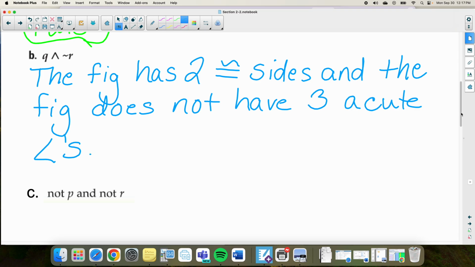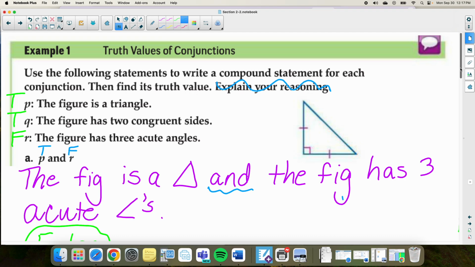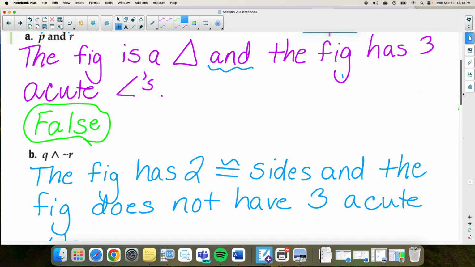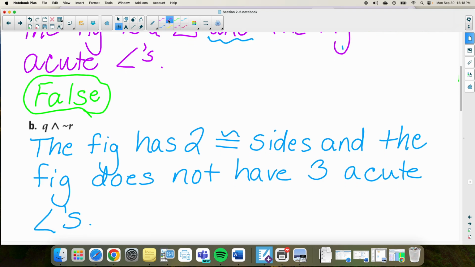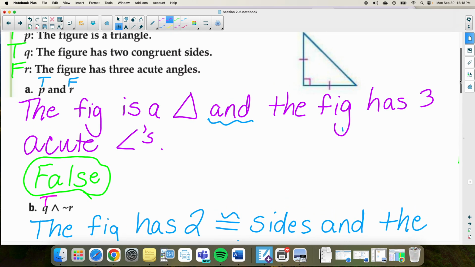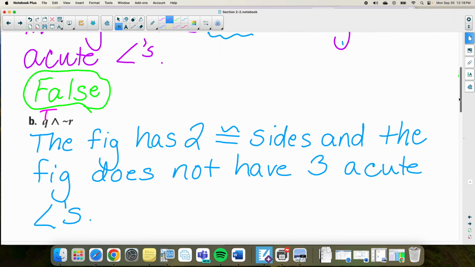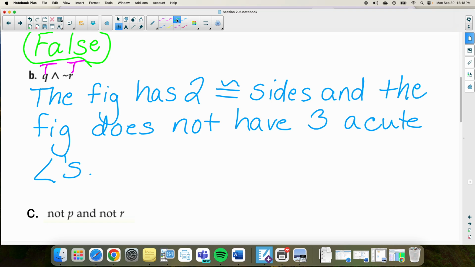Now we need to look at what the truth value is. So our Q was true. And R was false, but we negated it. And when you negate it, it's going to change its truth value. So it's true. So do you get the overall would be true? Okay, so then we're just going to say that this one is true.